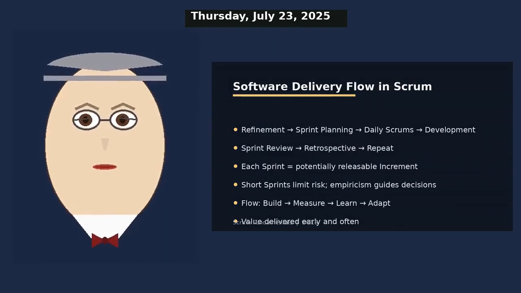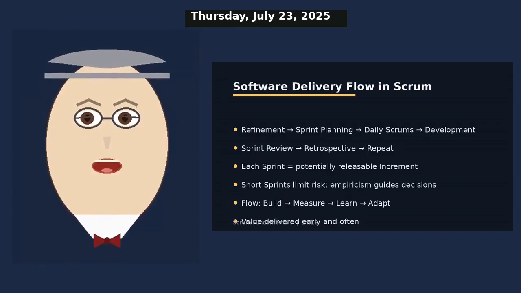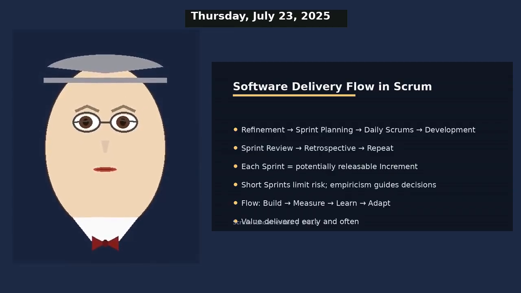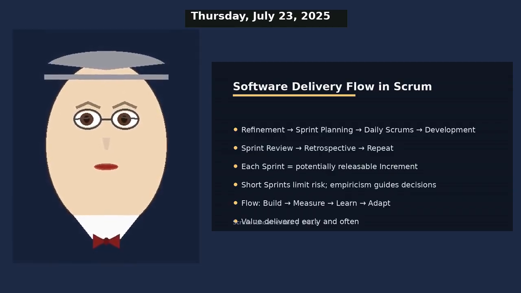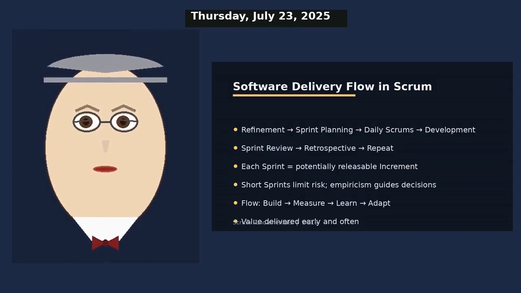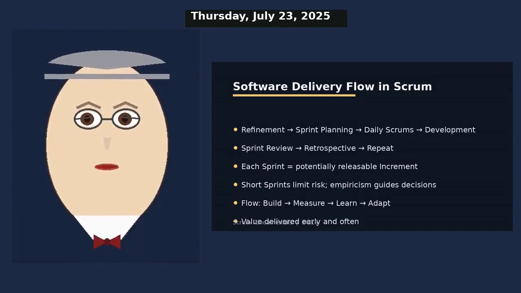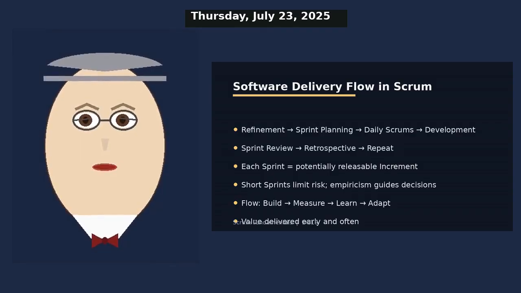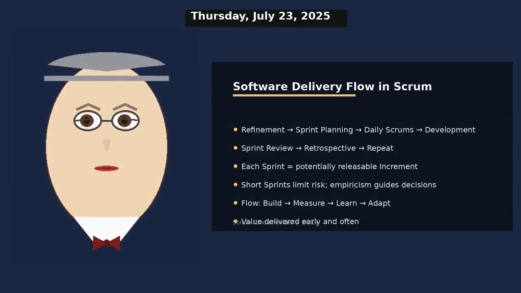Software delivery in Scrum flows through the sprint. Product backlog refinement prepares items. Sprint planning commits to a sprint goal. Daily Scrums keep the plan alive. Development creates the increment. The sprint review validates with stakeholders. The retrospective improves the system. Repeat. Each sprint produces a potentially releasable increment.